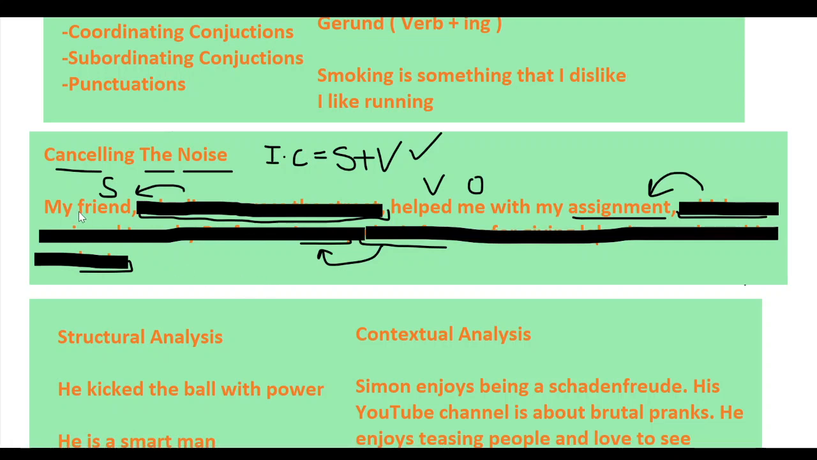In reality, all you're dealing with is the main idea here, and the main idea is that my friend basically helped me. That is all. The rest is just extra information, which you can focus on if the question demands or if you're not able to come up with your guess. However, initially, you should be focusing on the major idea, especially in the reading comprehensions. So this is a quick overview of what canceling the noise looks like.